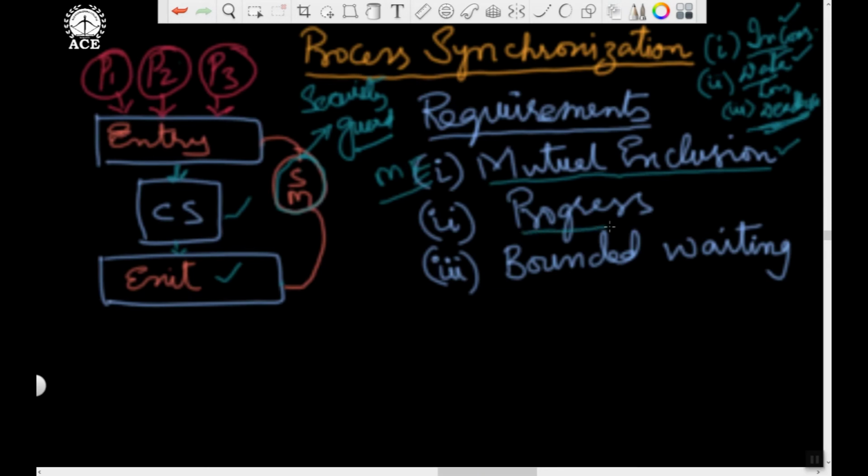The second requirement to be fulfilled is called progress. What is progress? If somebody is not interested in the critical section, imagine P1 is not interested, then it has no right to block P2 and P3, no right to tell P2 or P3 that you enter, you don't enter. It is not supposed to interfere. That is called progress. If P2 and P3 are interested, let them go. P1 should not prevent them. Then finally, what is bounded waiting? These definitions I also ask you to see from the slide which I am going to share.